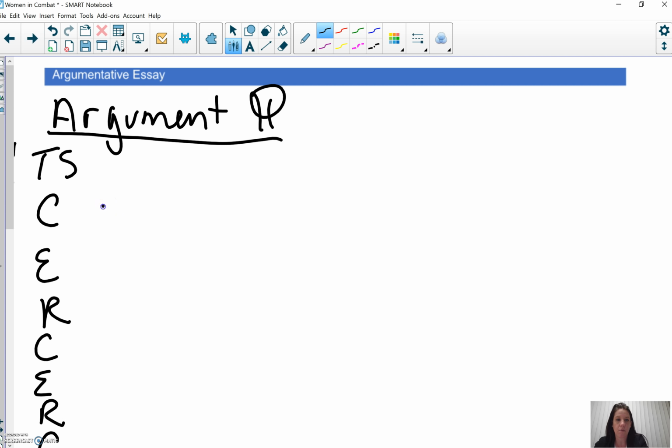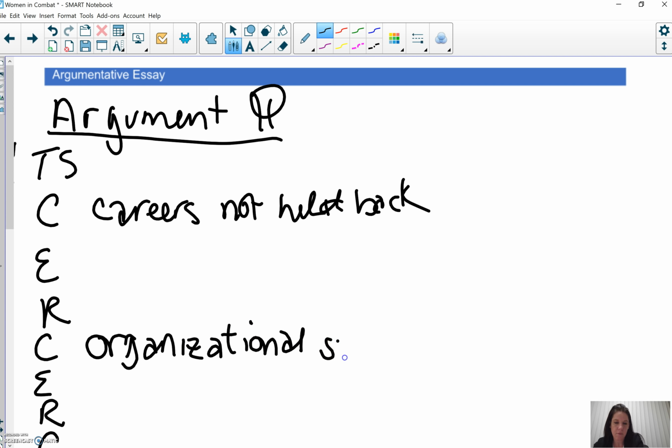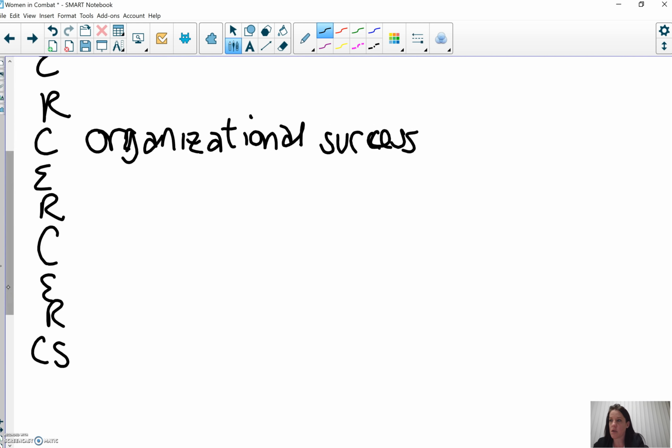So, careers not held back. Organizational success is my next C. And my third one is that other countries, others have done this successfully.